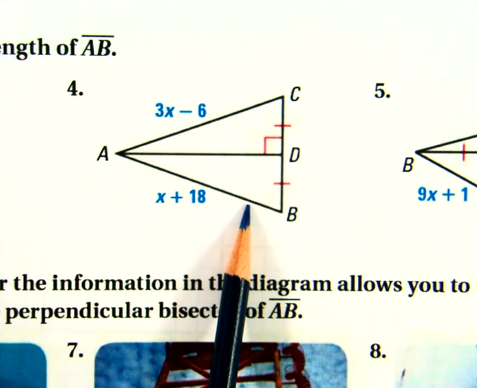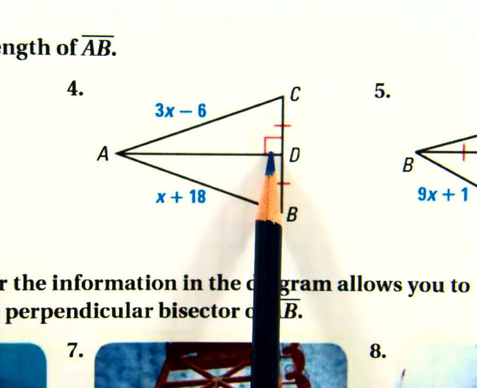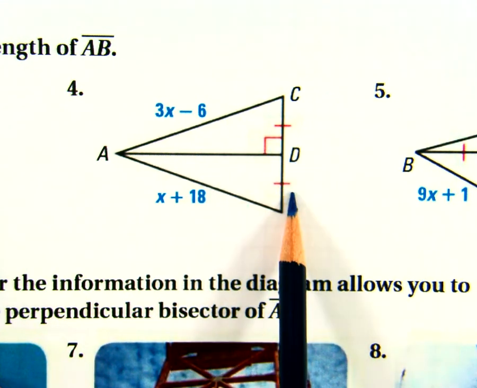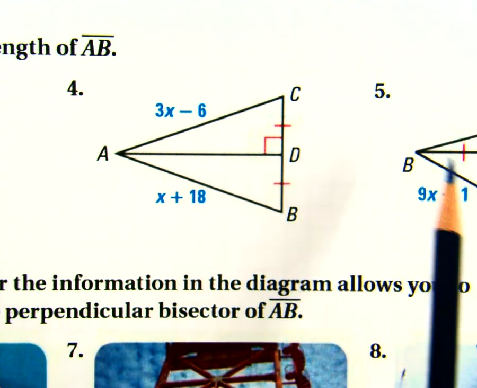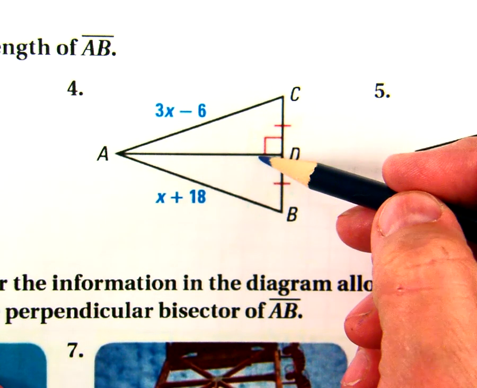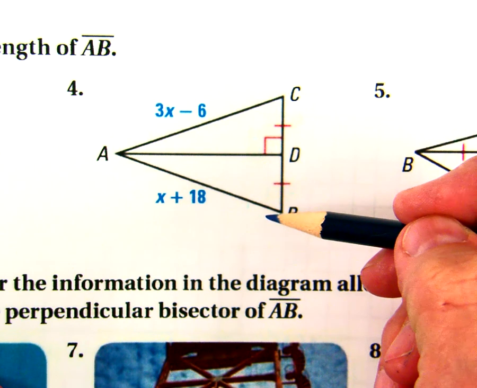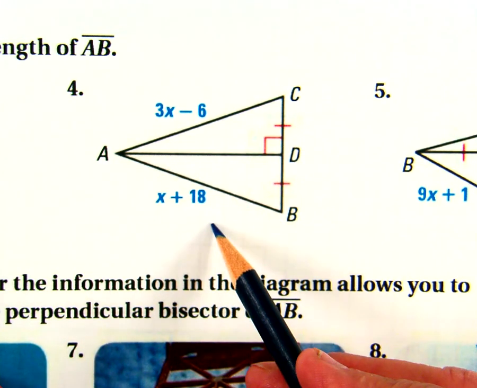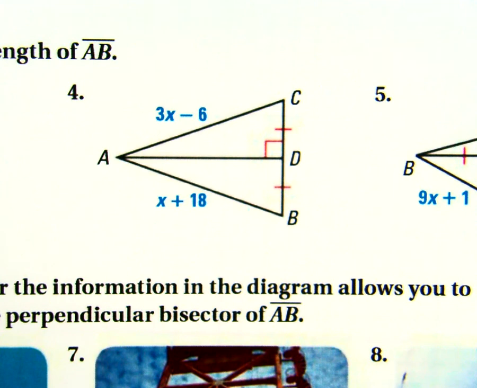Here's another example of the same thing. Laying sideways, doesn't really look different, isn't really different. It is a bisector because the distance from the endpoints to the bisector is the same, and it's perpendicular, it's marked that way. Therefore, 3x minus 6 equals x plus 18. First month of algebra will solve that for you. Here endeth the lesson.